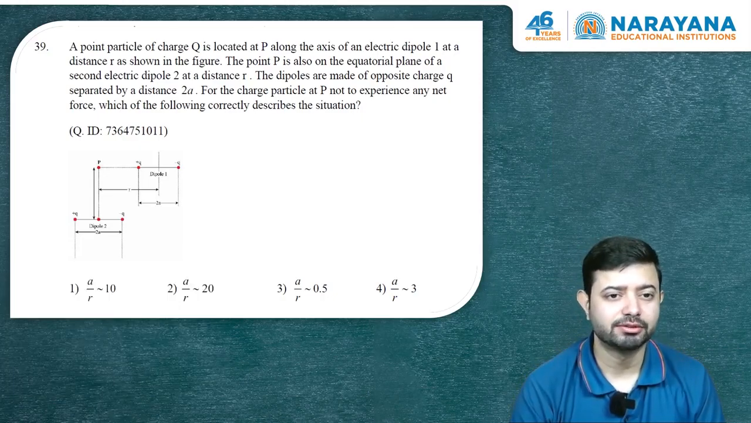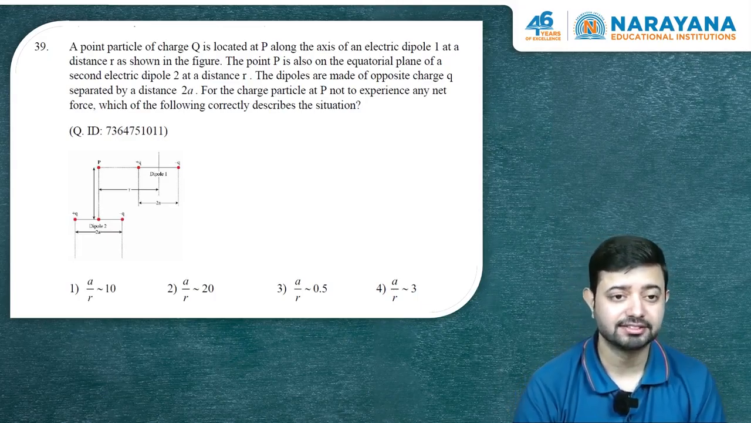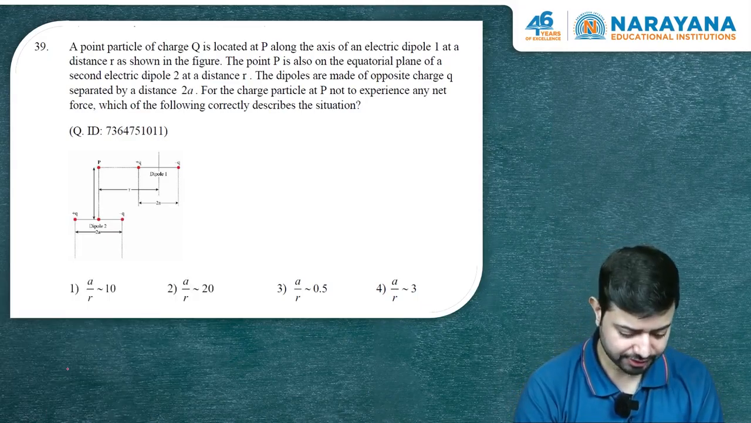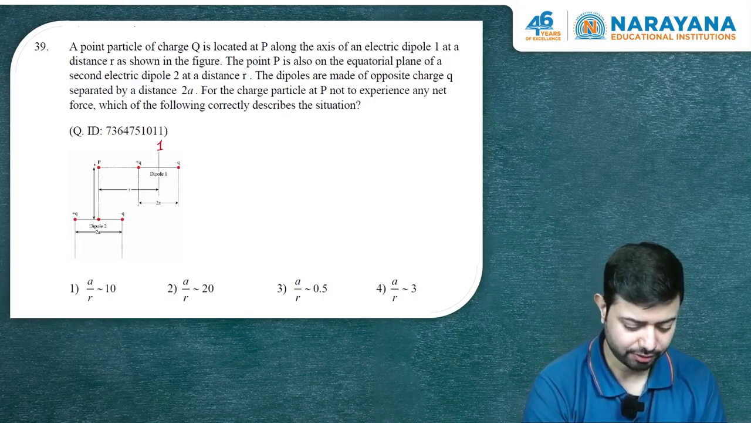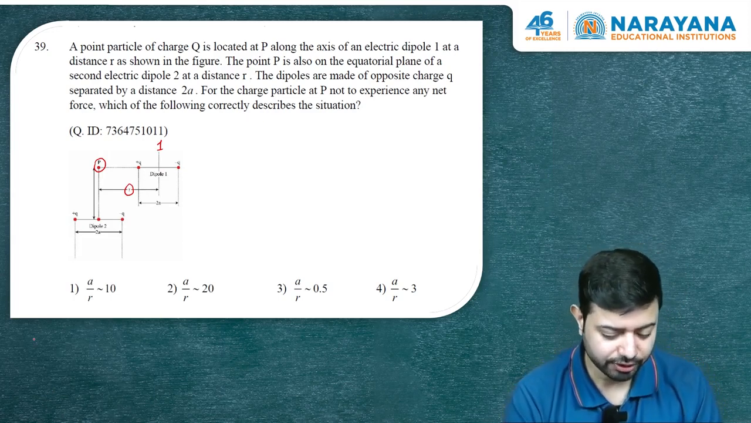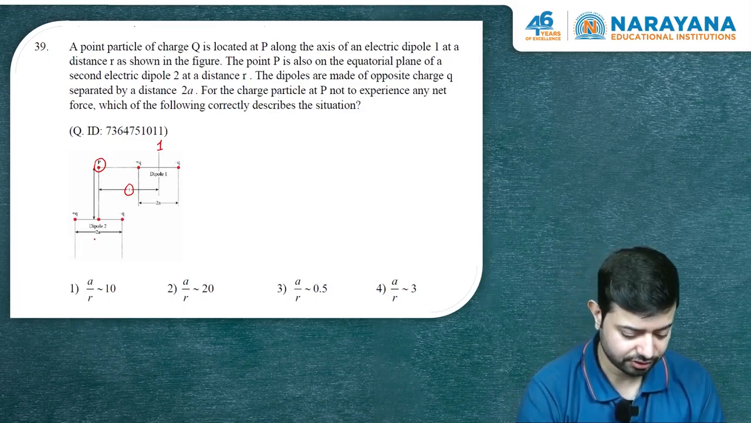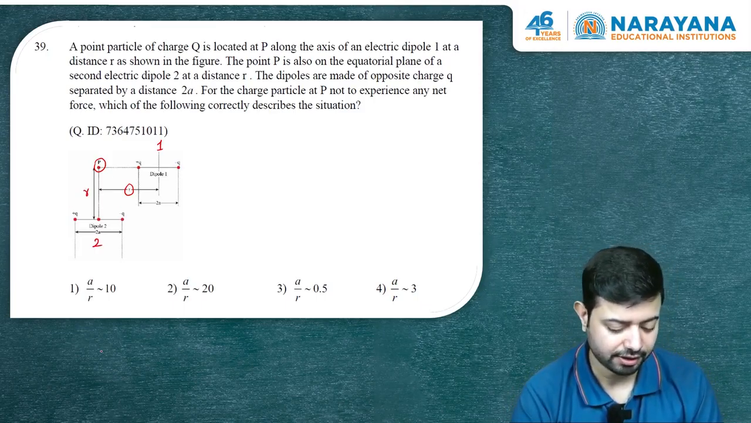A point particle of charge q is located at P along the axis of an electric dipole 1 at a distance r as shown in figure. So, this is my dipole 1 and this is the point P. How much distance? r. And then they are saying that the point P is also on the equatorial plane of the second electric dipole 2 at a distance r. This is my second dipole, and again that distance is also r.